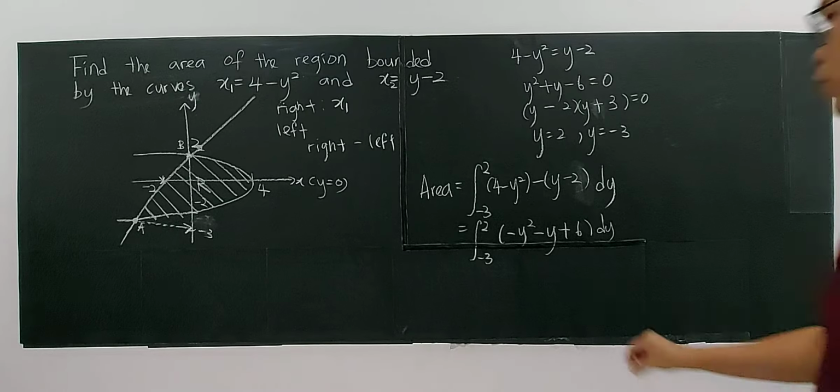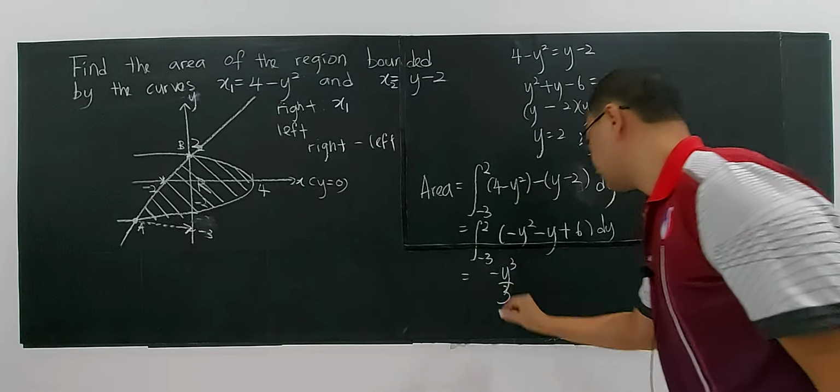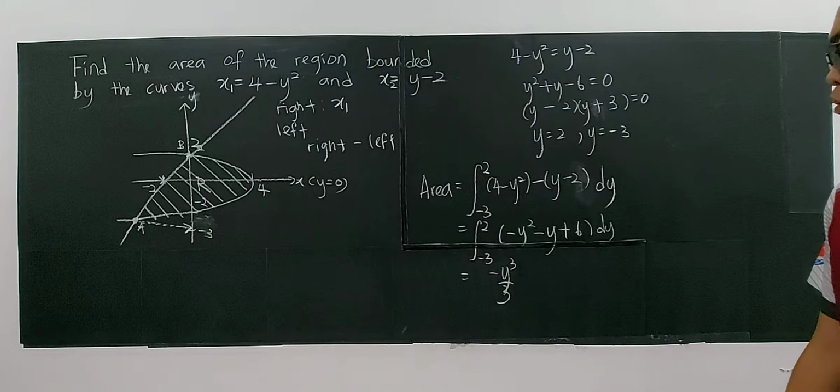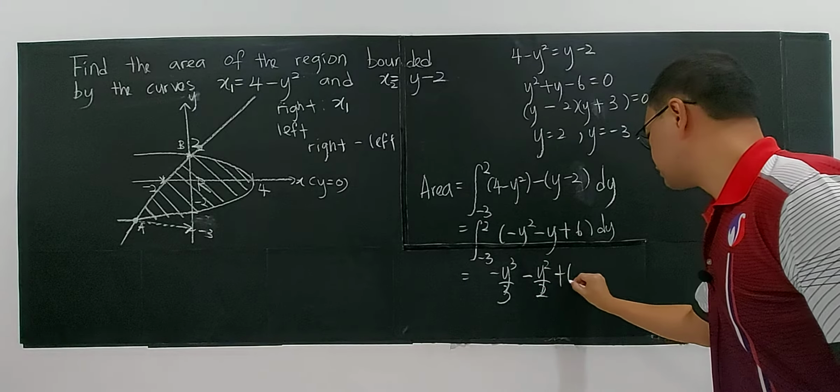Then integrating this, I have negative y cubed over 3, minus y squared over 2, plus 6y.